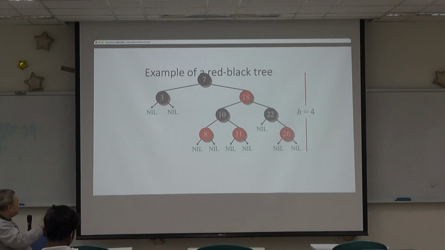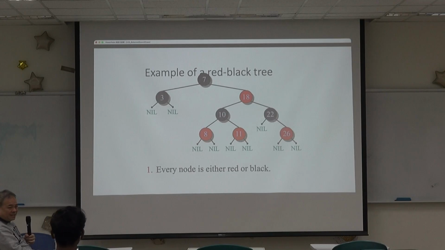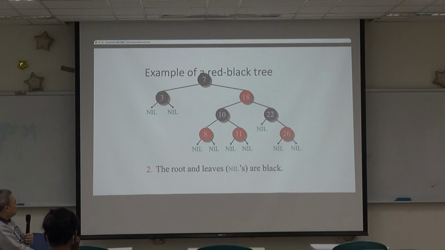And first, every node is either red or black, including the leaf nodes. Those NIL leaf nodes are black nodes. We just didn't draw the color, because those NIL leaf nodes do not contain keys. So the first property is satisfied. Second, the root and the leaves, those NIL nodes, are black. Even though we did not draw them, they are black, by the way.